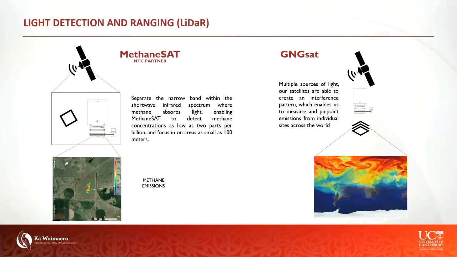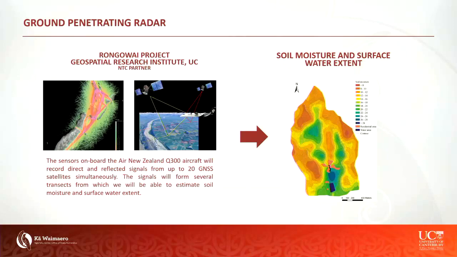There's also these other elements. So this is the Rongowai program, which NTC has a relationship with through the Geospatial Research Institute here at UC. And what they're doing here is they've got a radar that's attached to the bottom of an Air New Zealand Q300 aircraft, and it flies over the country. And it's a ground-penetrating radar, so it goes a metre under the ground, and it goes up and down the country many, many times a day, and it tells you how much water is sitting on the surface and underneath the ground. It also has a multispectral camera, which also tells us levels of pollution, things like nutrients, outfalls, and so on.